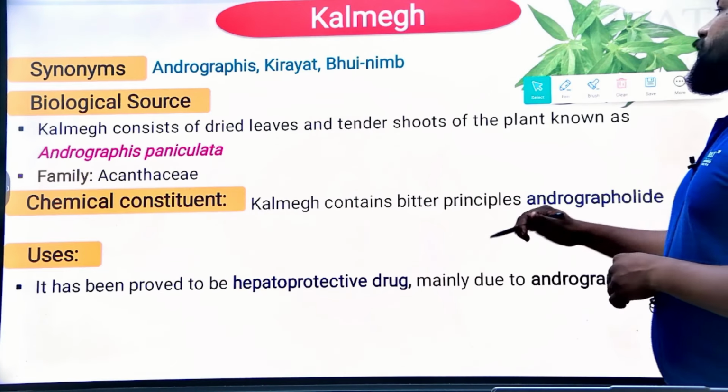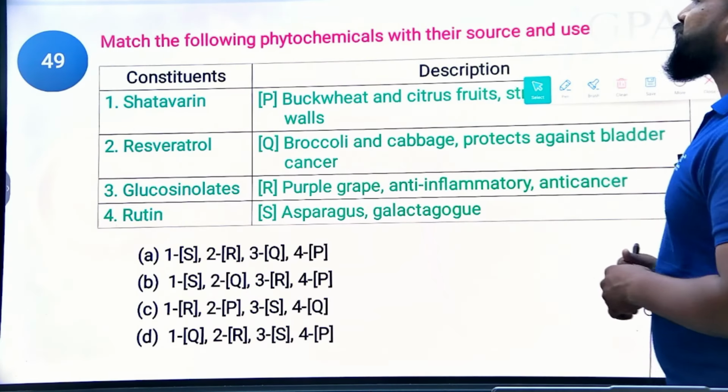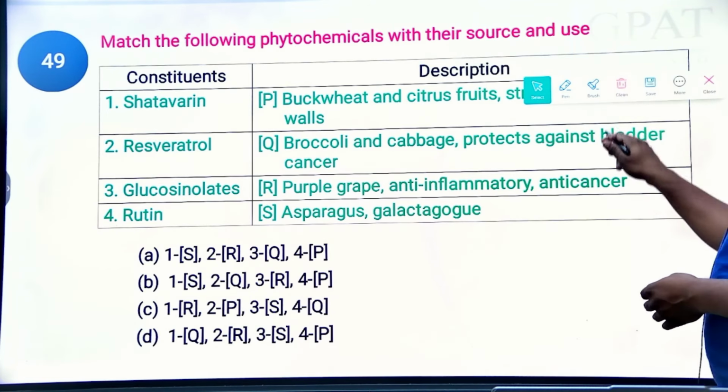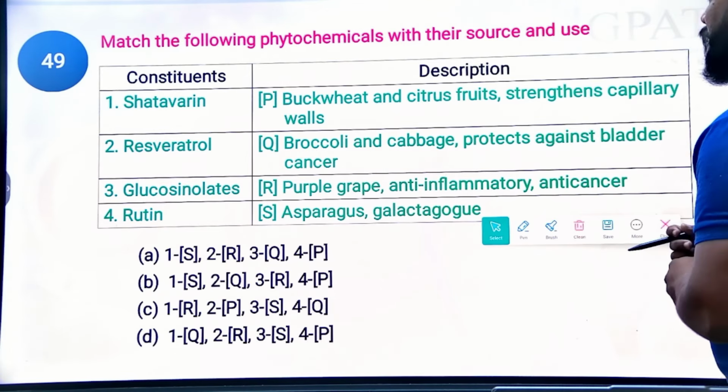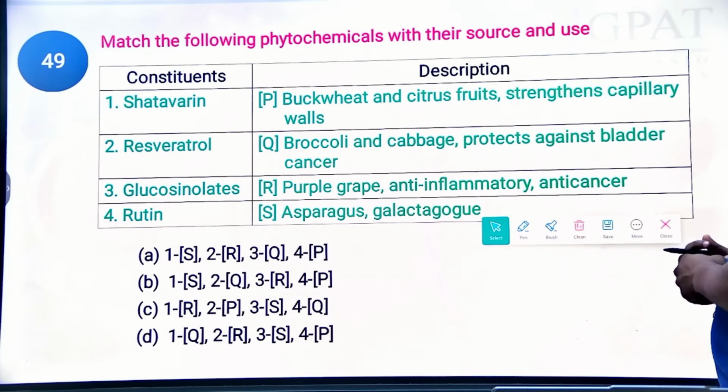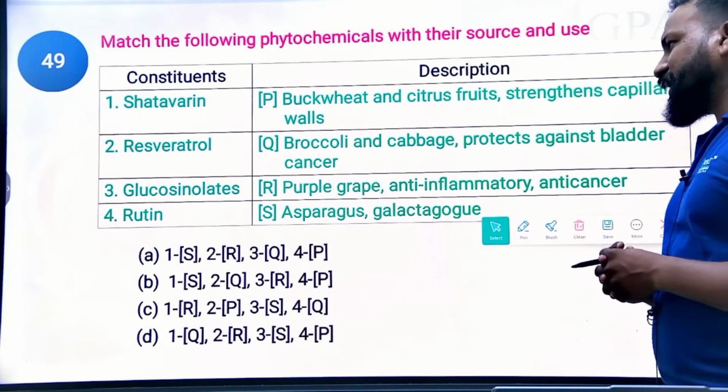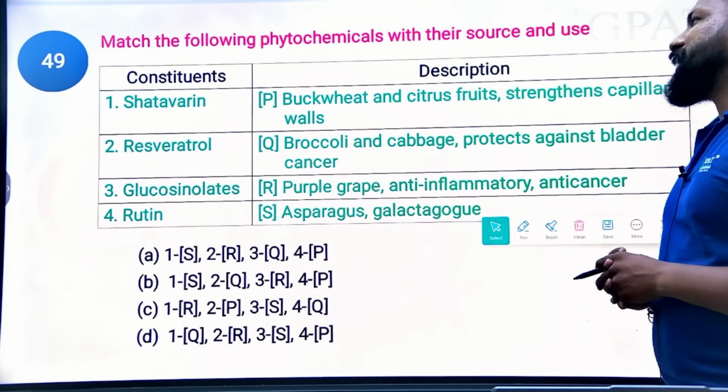Okay, so now moving to the 49th question, dear students. Come on, last over there. You are great. You are good. Match the following phytochemicals with their source and use: Cethaverin, resveratrol, glucosinolates, and rutin. Tell me the source and their use. What is the use of cethaverin? They are asking about the parts and their uses. Come on, tell me the right answer.